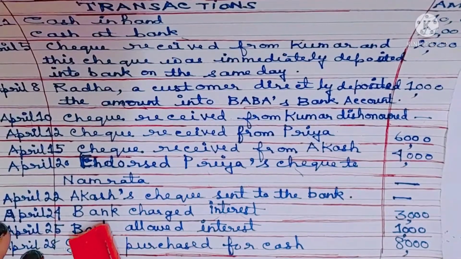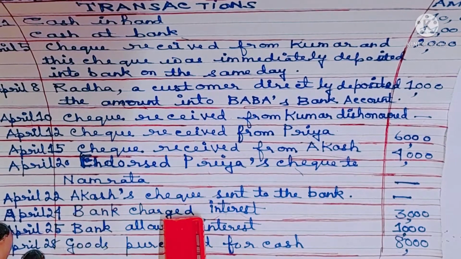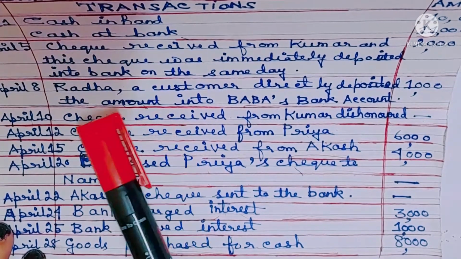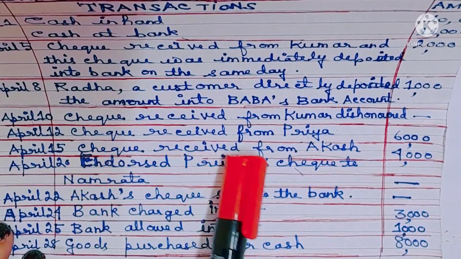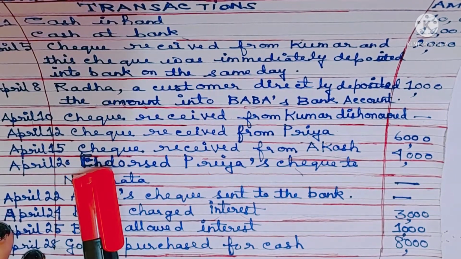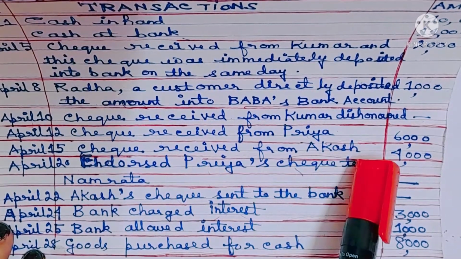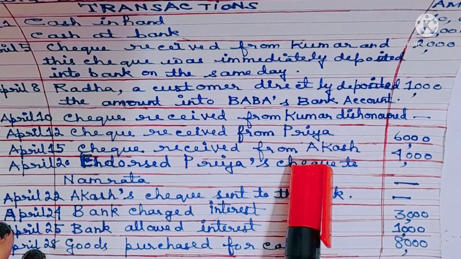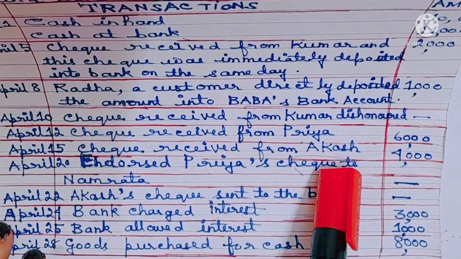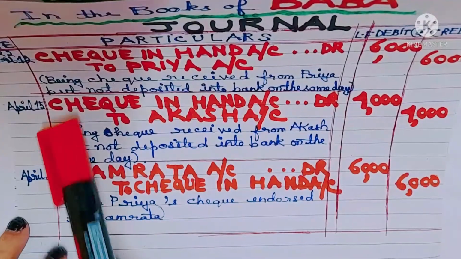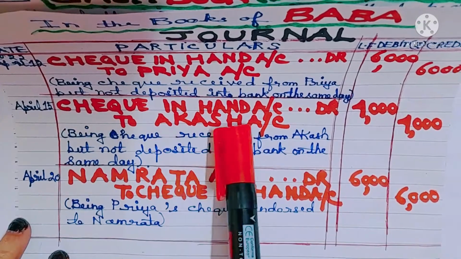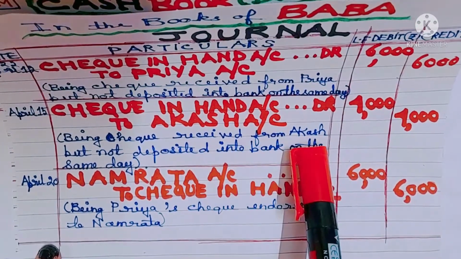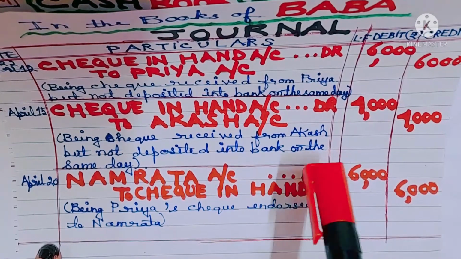The next transaction is on 22nd April, Akash check sent to bank. Previously, there was a transaction regarding Akash. Yes, so on 15th April, check received from Akash 4,000, but the check was not deposited into bank. So the journal entry was check in hand account debit to Akash account. See, on 15th April, check in hand account debit to Akash account 4,000. On 22nd April, check was deposited into bank.